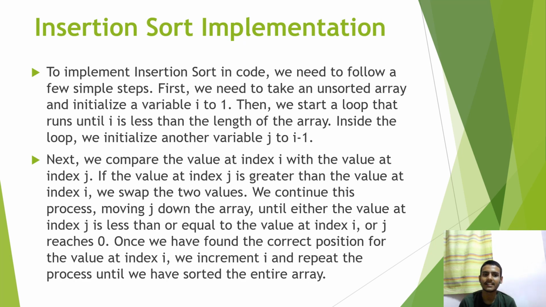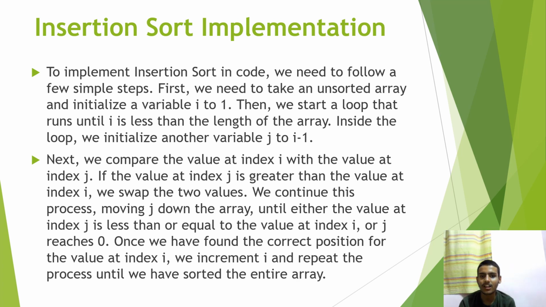Insertion sort implementation. To implement insertion sort in code, we need to follow a few simple steps. First, we take an unsorted array and initialize a variable i to 1. Then we start a loop that runs until i is less than the length of the array. Inside the loop, we initialize another variable j to i minus 1.